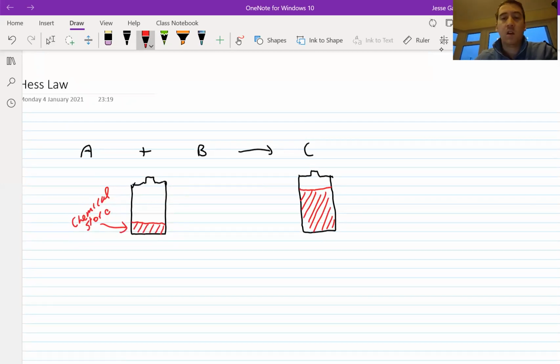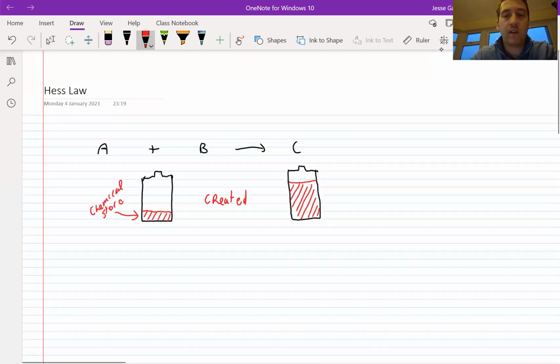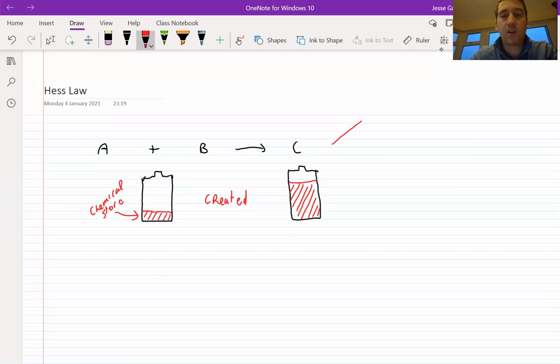Now, the question is, where did this energy come from? Was it created? There's extra energy there, so it's a fair question to ask, was it created? We have already learned that no, it was not created. What happens is that during the chemical reaction, energy is taken in, or transferred in, to the system.